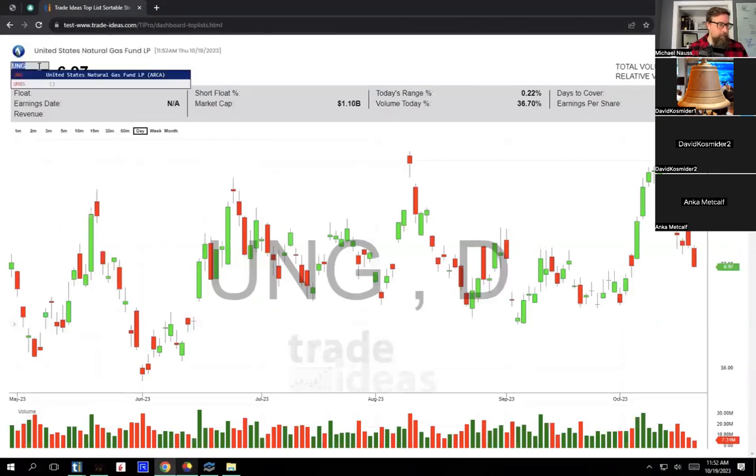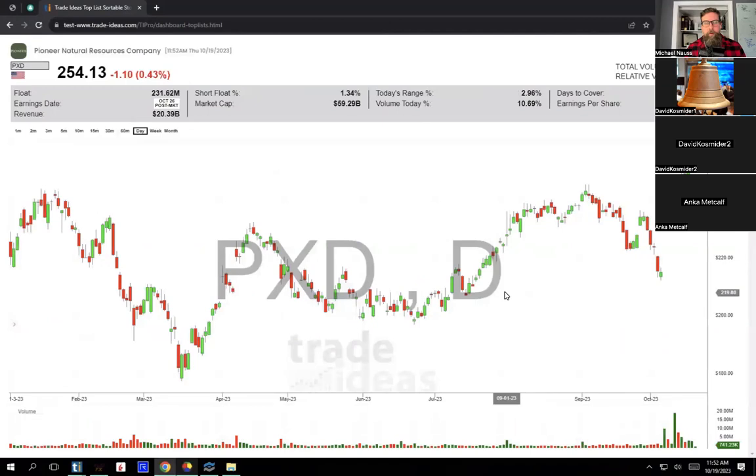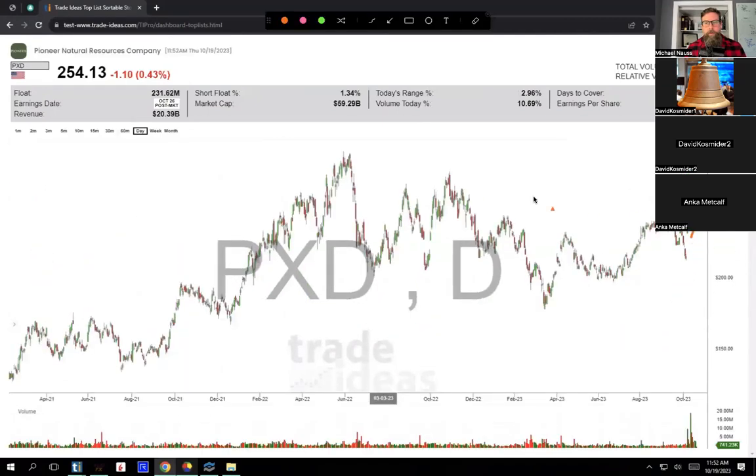A couple more names here. PXD. Great uptrend. A little bit maybe overextended in the short term. You're up pretty significantly here, and you're nearing an area of congestion up in this area, but it's definitely a nice looking trend.